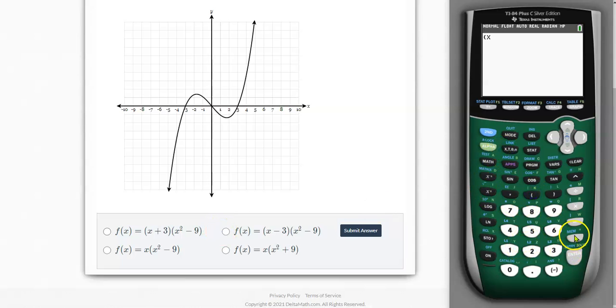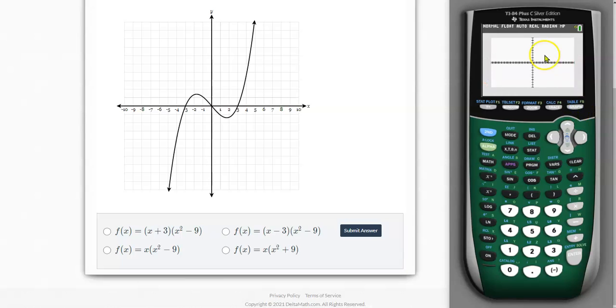Parentheses, x plus 3, parentheses, then parentheses, oh, I'm not even in the y equals menu. Erg! I gotta do it all over again. X plus 3, parentheses, x squared minus 9. Oh, I need a parentheses up front here. So insert, second, delete, insert, parentheses. All right, let's take a look at this.